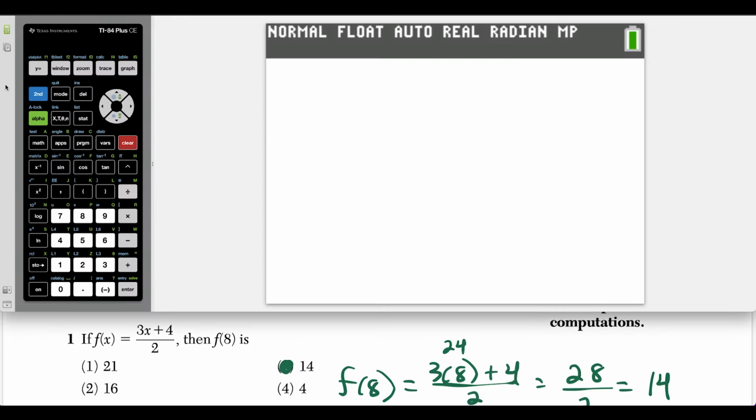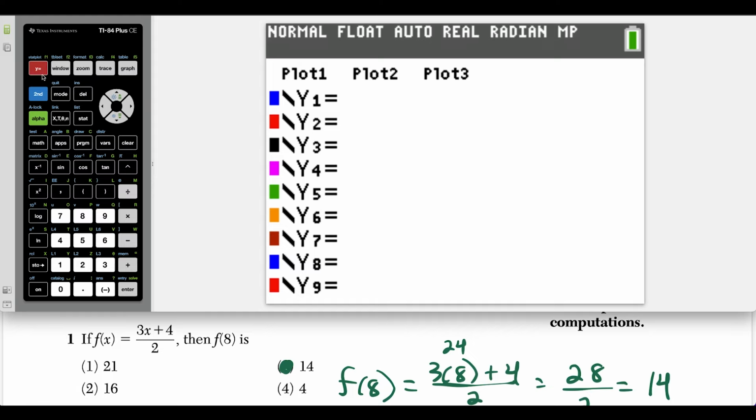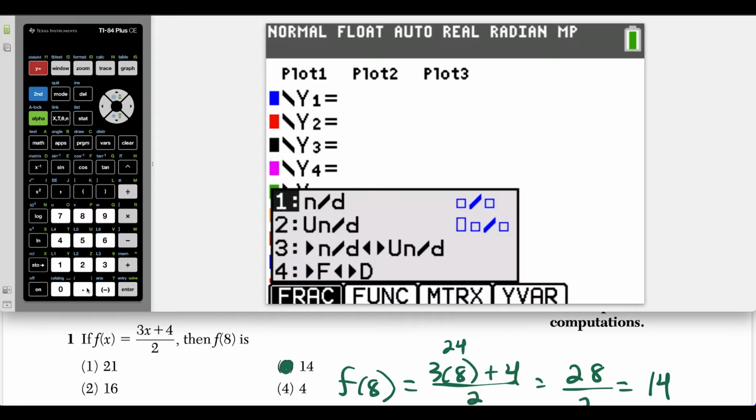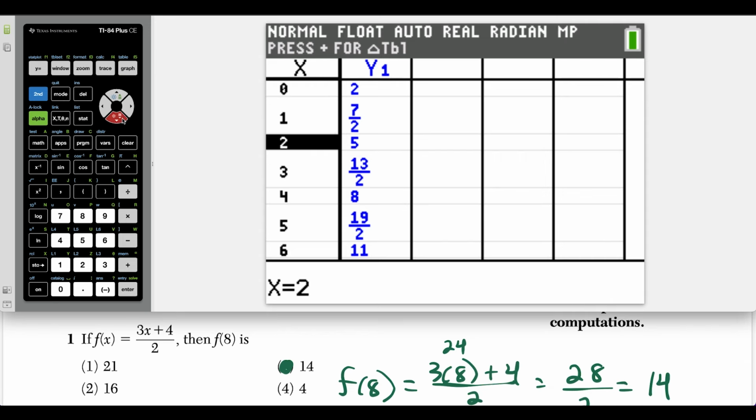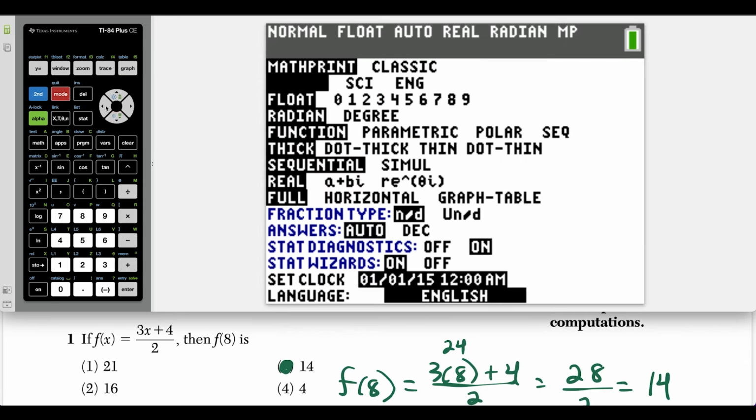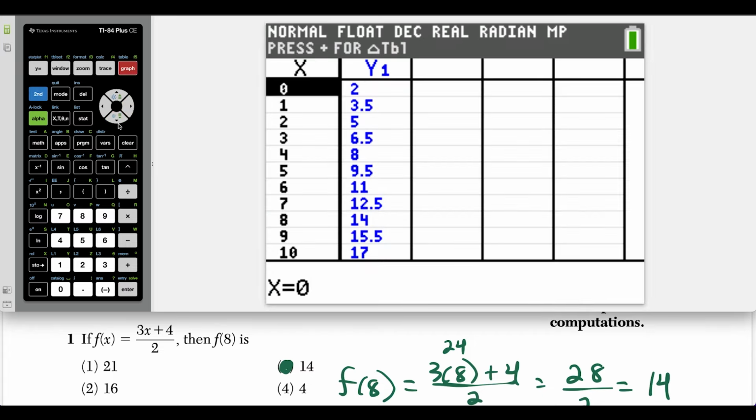Now, if you're nervous and you don't trust your mental math, you could always go to the y equals here. You press alpha y equals enter, and that's going to pull up a blank fraction. You press 3x plus 4 divided by 2. And if we press second graph here, notice we could just scroll down. And if you don't like fractions, you could always press mode, switch the answers from auto to decimal. And when we go to the table and scroll down to x equals 8, you'll notice the corresponding y value is 14. So definitely choice 3.